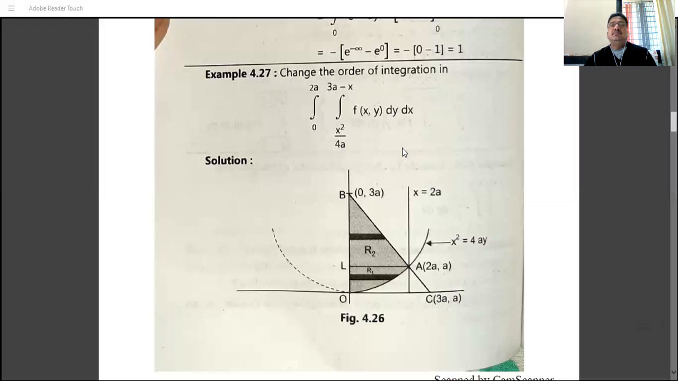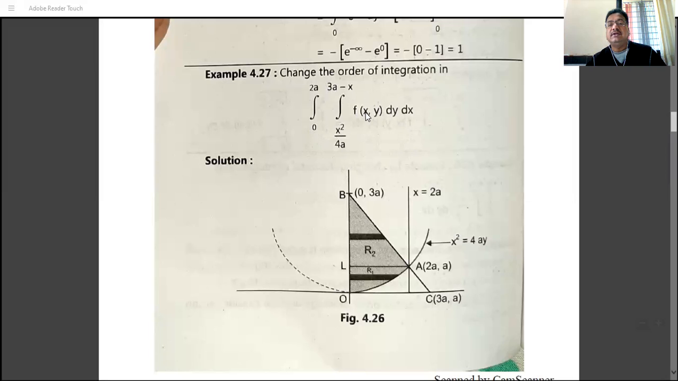So next example of change of order. Change the order of integration 0 to 2a, x square by 4a to 3a minus x, f(x,y) dy dx. So I have to change the order only. The function is not necessary. So function is not given. f(x,y) is just given. That is the function.